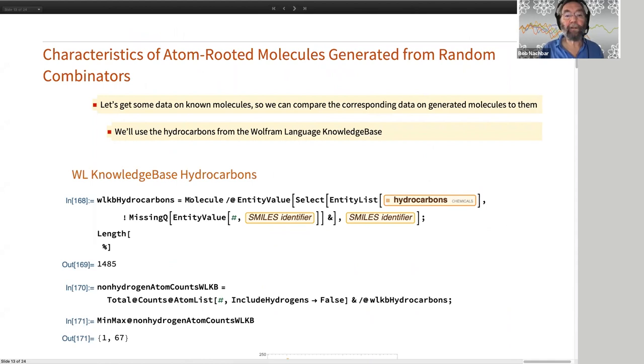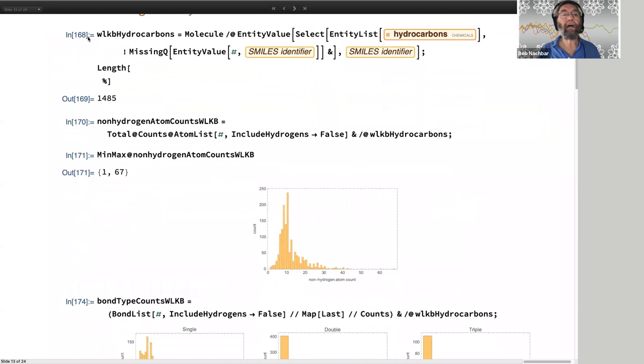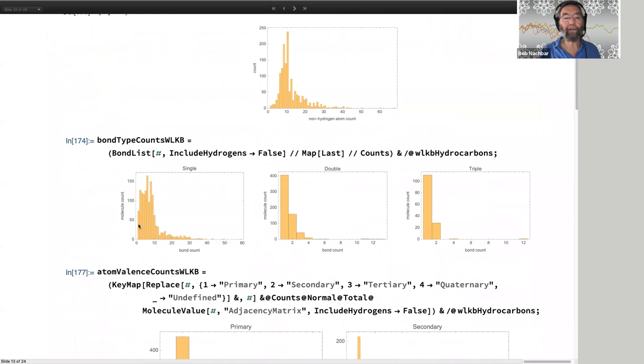And I've done that already. I've made a list of hydrocarbons. There are almost 1,500 of them. And this is the distribution of the number of carbon atoms present. Most of the molecules have 10. There are a few very large ones. Here are the distributions of the numbers of single bonds in the molecules and double bonds, fewer of them and not as many, and triple bonds are even more rare.